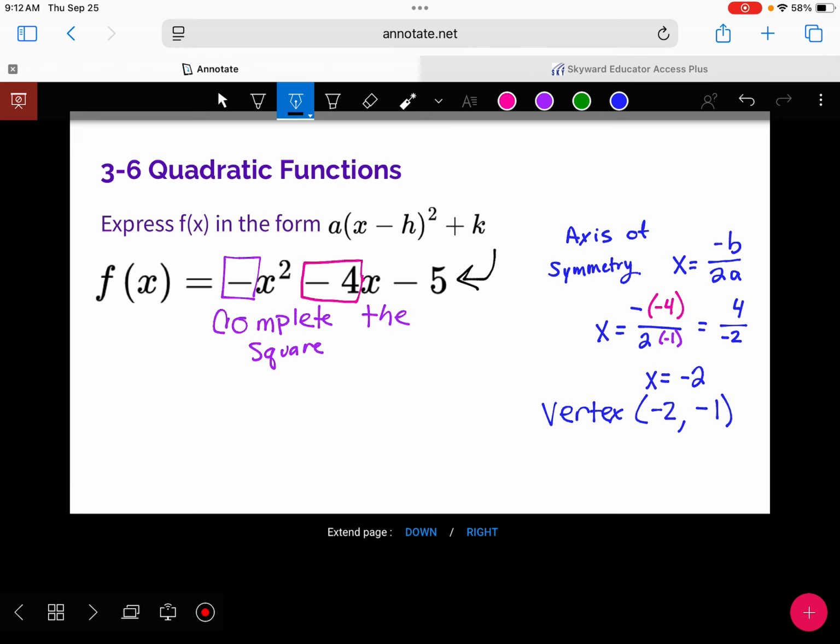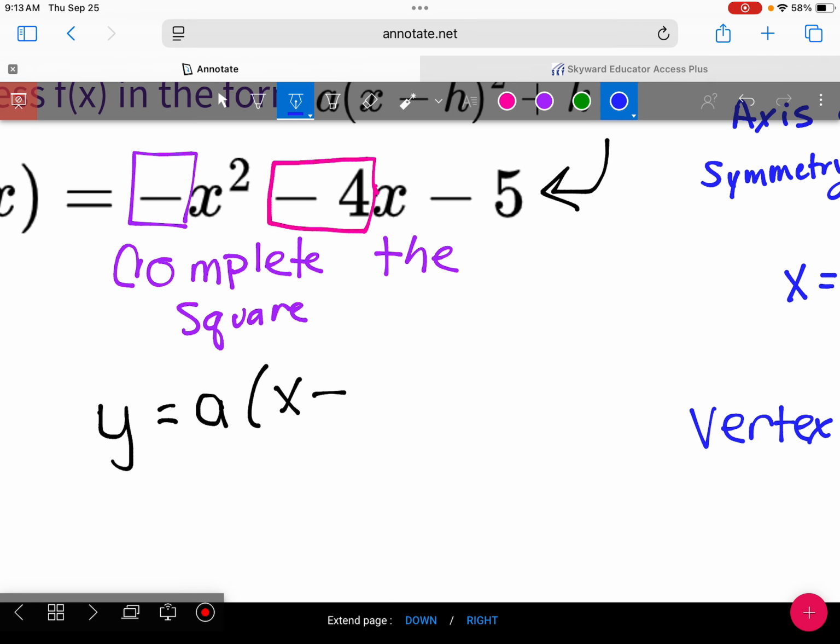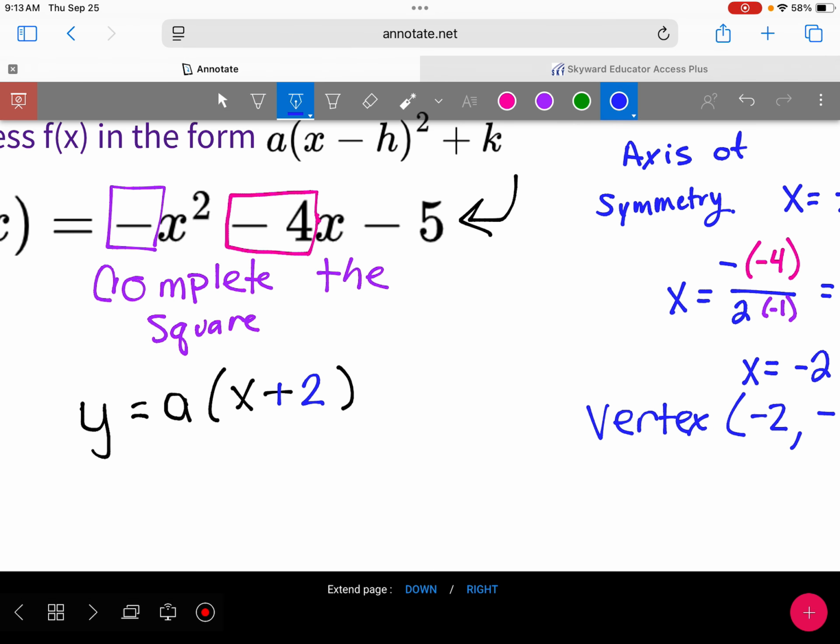Cool. So now we can do this exactly like the way we did the last ones, where we have our x minus h. So x minus the x value of the vertex, minus -2, so +2. And then plus k, minus 1.